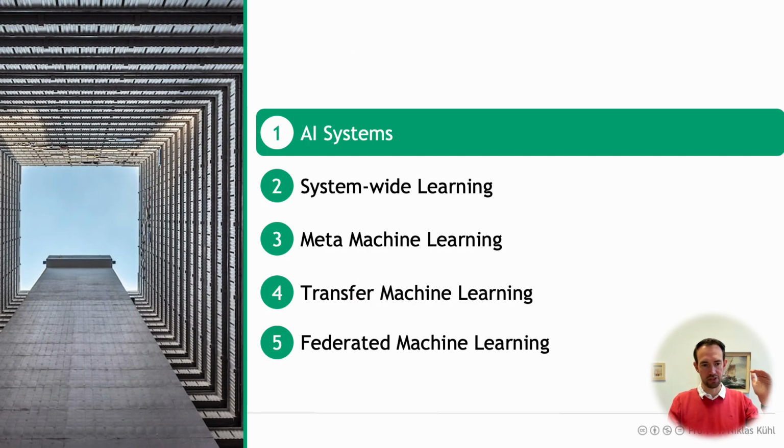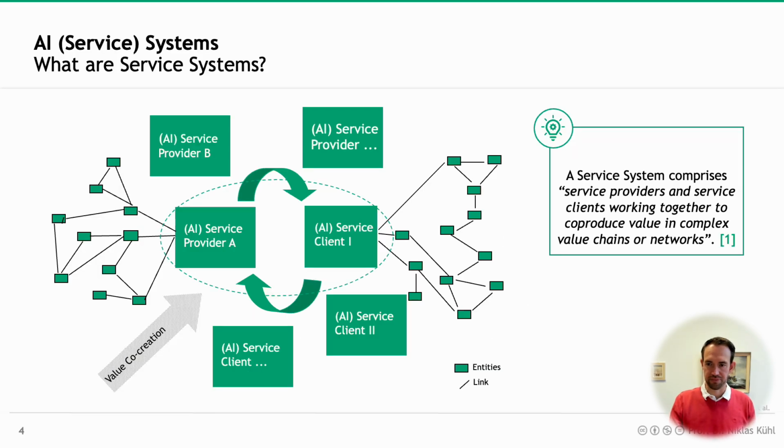The agenda for today is, first I want to do a very quick recap of AI in systems, and then talk about the challenges in system-wide learning, and then present to you three solutions: meta machine learning, transfer machine learning, and federated machine learning. So at the beginning of this course, we very shortly talked about systems. And I want to give you a short recap on that.